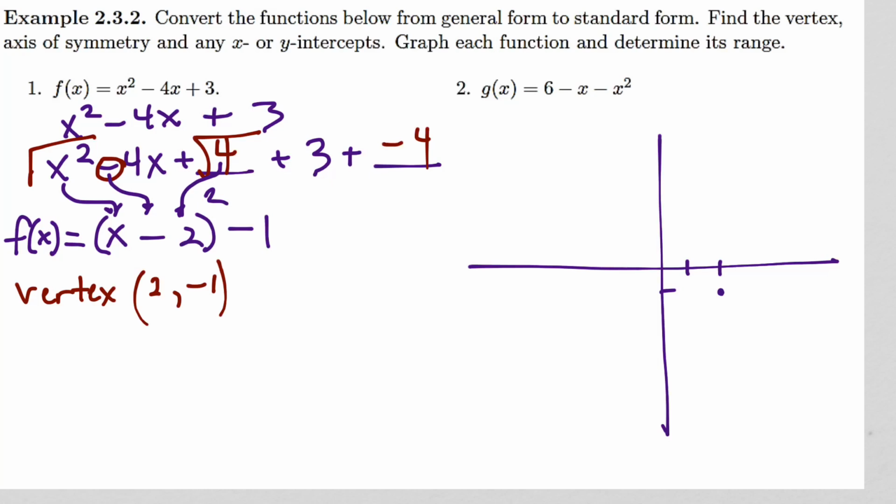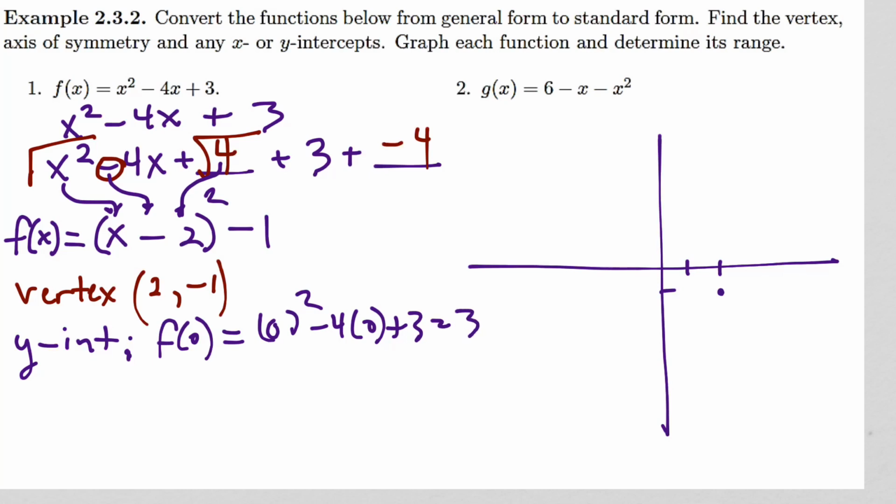Let's get the y-intercept so we can draw it more accurately. So the y-intercept you would get by finding f of 0. So that would be 0 squared minus 4 times 0 plus 3, which is 3. So the y-intercept is the point 0, 3. All right, so now I can get a little better sketch here. All right, so that's my sketch of my quadratic. Now let's go ahead and clean this up a little bit.